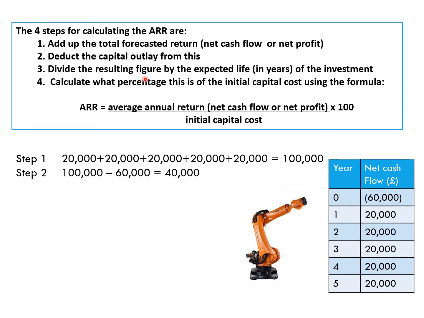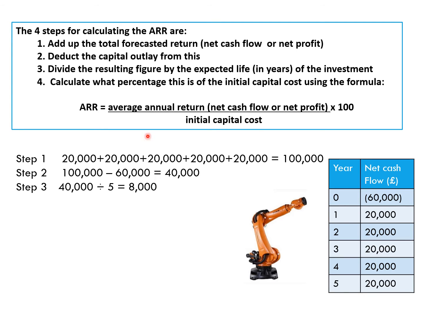Step 3, divide this figure by the expected life in years of the investment. Well, the investment, the robot, is forecast to last for 5 years. So we take our figure of 40,000 and we divide by 5. So we get 8,000. This is our annual net return that we're going to get from our robot.